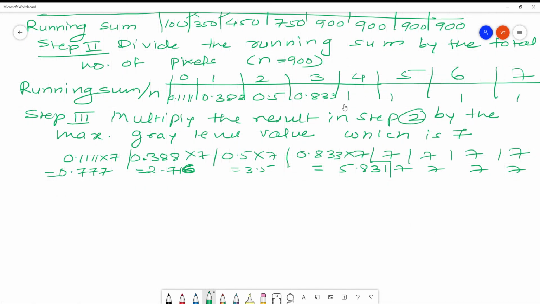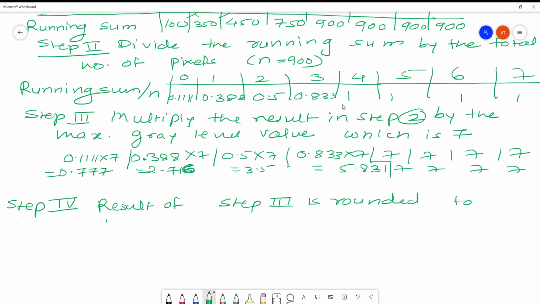So after this, step 4: the result of step 3, whatever we got here, we are going to round off. Okay, so the result of step 3 is rounded to the nearest integer. That is step 4.